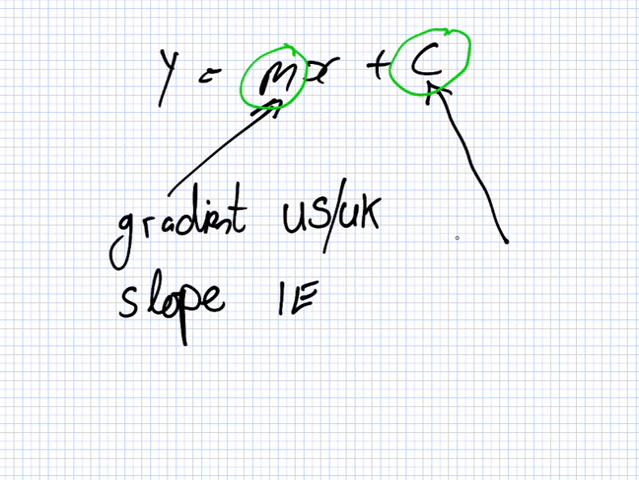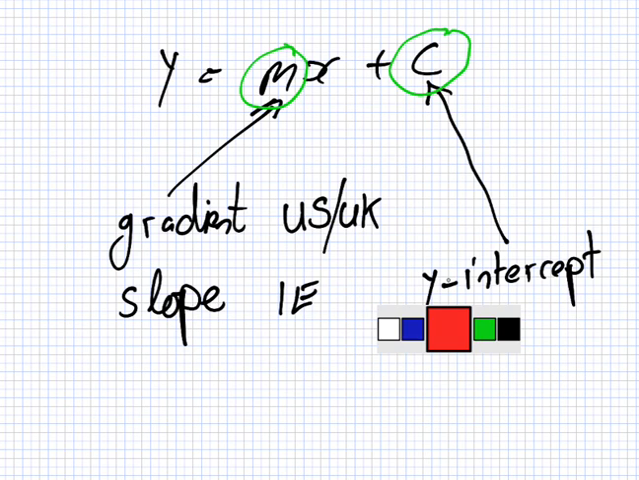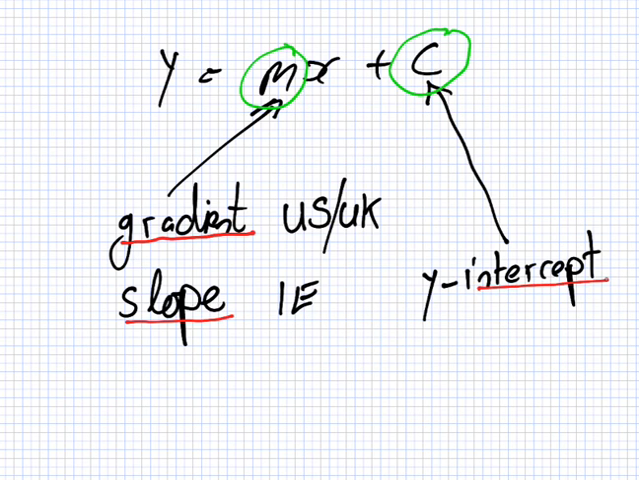And the c has a name as well. Does anybody know it? Yeah, that's it. This is called the intercept. Or maybe to be more precise, it's called the y-intercept. So yes, you need this word, and this word, and this word. You got those words? You wrote them down? Yeah?